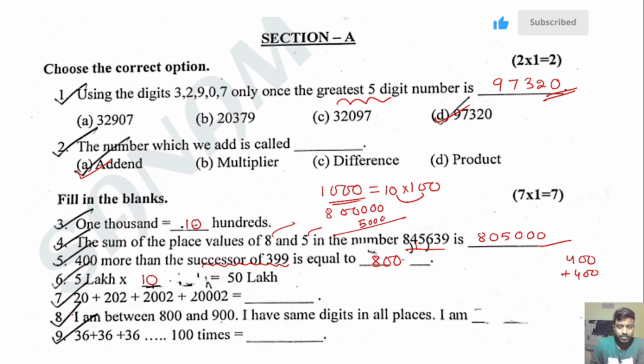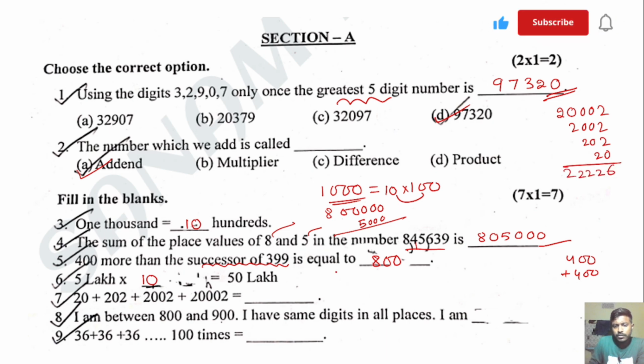Next question, 20 plus 202 plus 2002 plus 20,002. So simply we add. First write down 20,002, next 2002, next 202, and 20, 2222. So answer is 22,226.